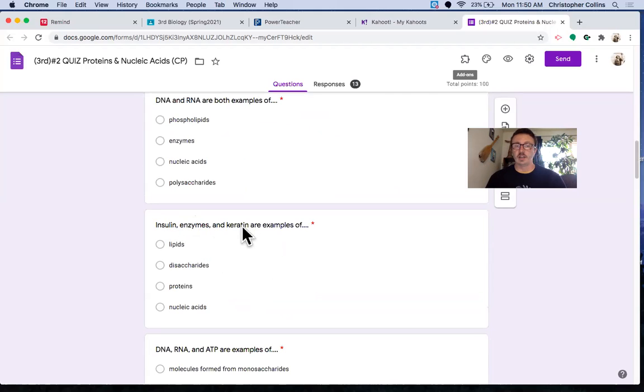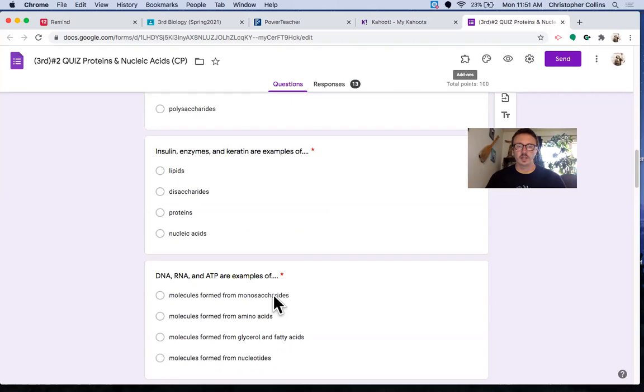Insulin, enzymes, and keratin. Insulin is the protein hormone that helps regulate blood sugar. Enzymes, we have these in our stomach and our mouth to help us break down food. And then keratin is actually the protein in your hair and your fingernails. So these are all proteins. So that'll be the answer.